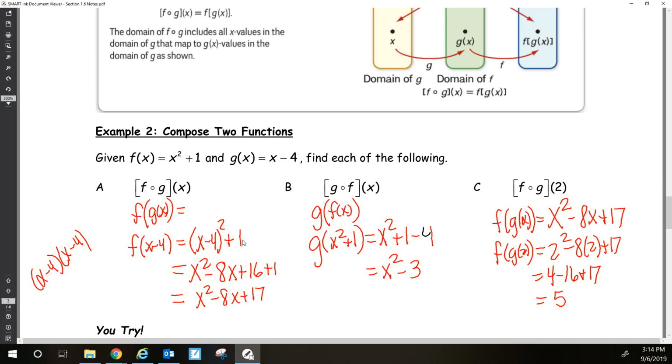There's another way to find that, but if you've already done all the work to find f of g of x, that is the quickest way to do it.